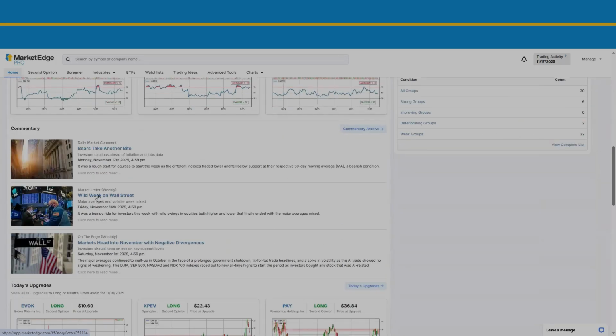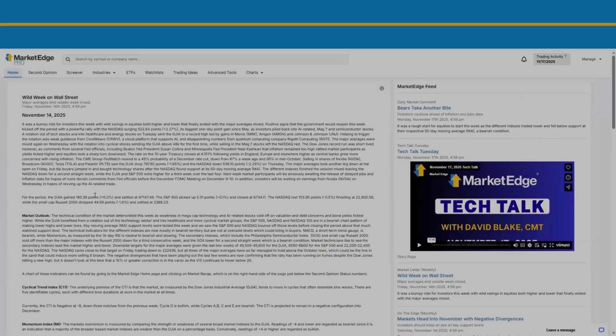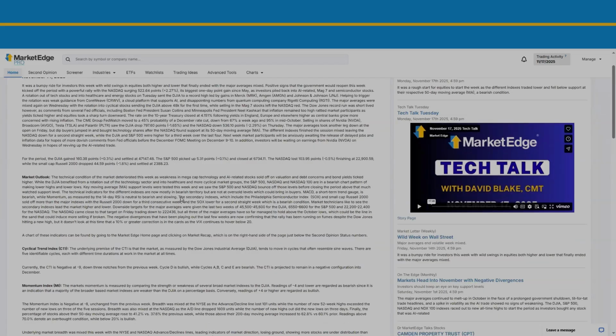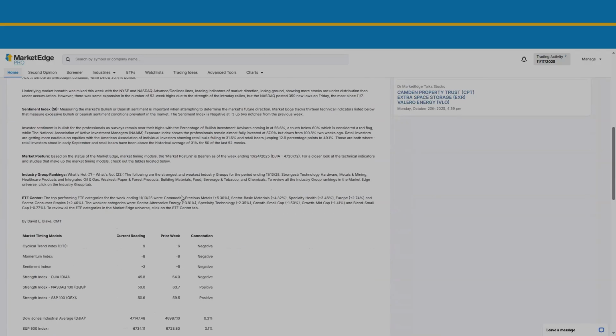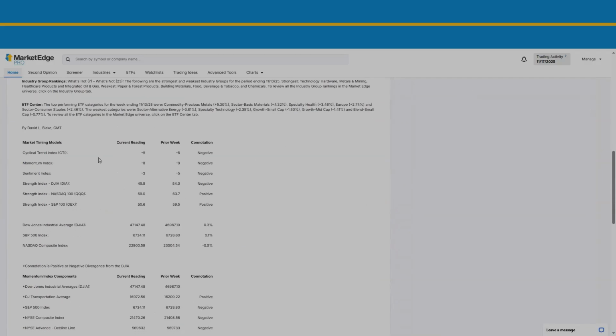So the first thing I want to go to is on the home page, you scroll down and you go to our market letter. Now, the market letter comes out weekly and it gives you the status of our various market timing models. And they're all summed up at the bottom of the page. You can see that there's mainly three. One's the cyclical trend index, which we're talking about today. It's -9. The week before it was 6. And the connotation, like I said, is negative. The other two that are prominent are momentum index, which is also negative, -8, and our sentiment index, -3, which is also negative. So when you have three timing models in your overall market timing model, and all three are negative, guess what? You're going to get a bearish market call.